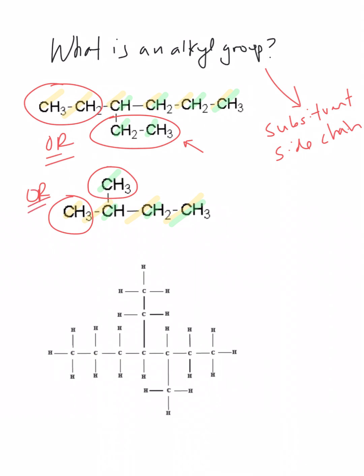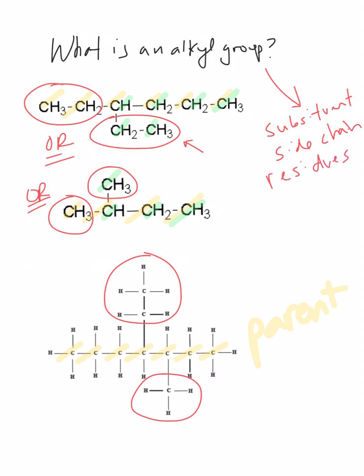For the bottom one, I won't go through all the possible countings, but trust me, this 1, 2, 3, 4, 5, 6, 7 is the parent, okay? That's the parent chain. And so your alkyl groups here are the little substituents. The little alkane residues is another thing you can call them. They're residues, and they're branching off the side of that chain, okay? So that's what's meant by alkyl groups. I'll go through and name these properly with you.